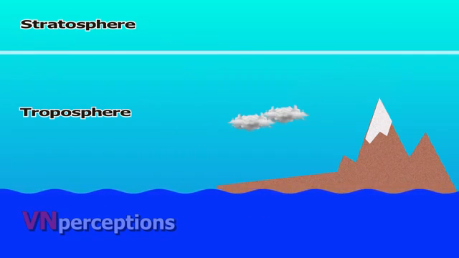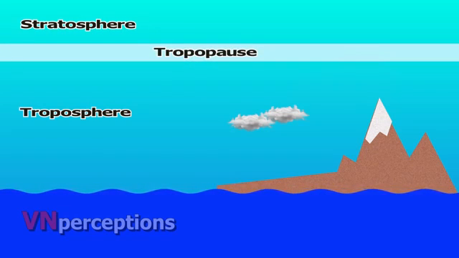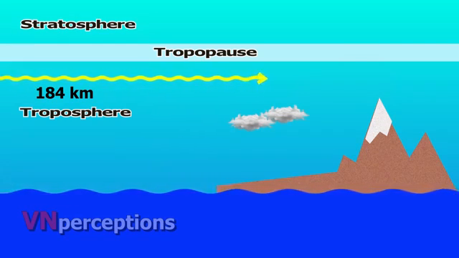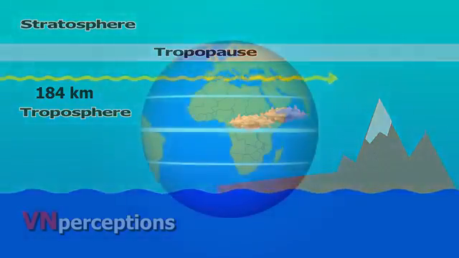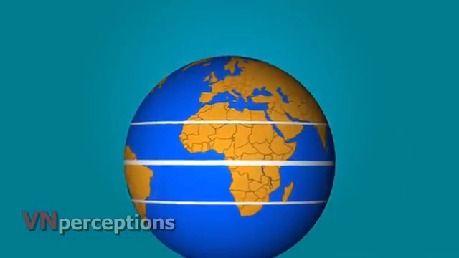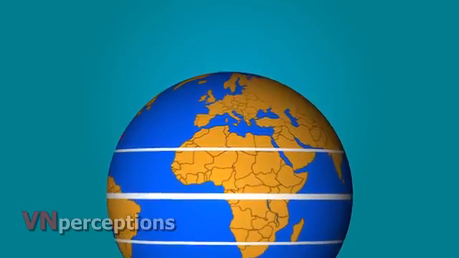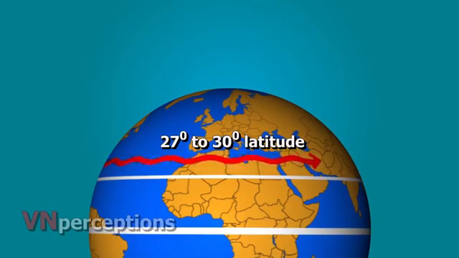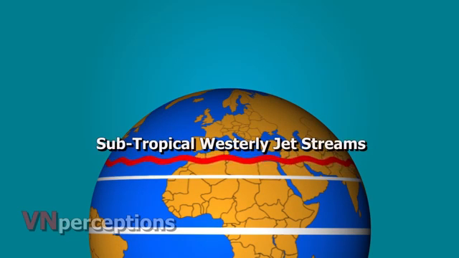They are located close to tropopause and their speed varies from 110 kilometers per hour in summer to about 184 kilometers per hour in winter. In terms of latitude, these jet streams are located approximately over 27 to 30 degree north latitude. Therefore, they are known as subtropical westerly jet streams because they are very close to the tropical areas.